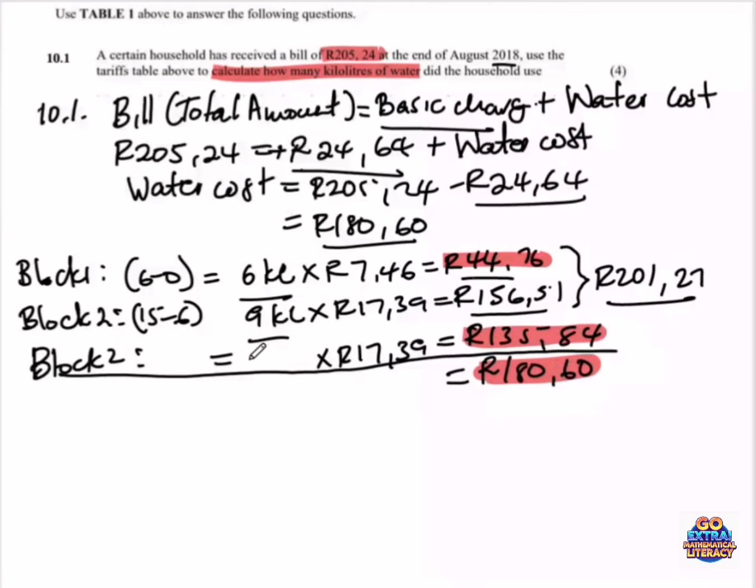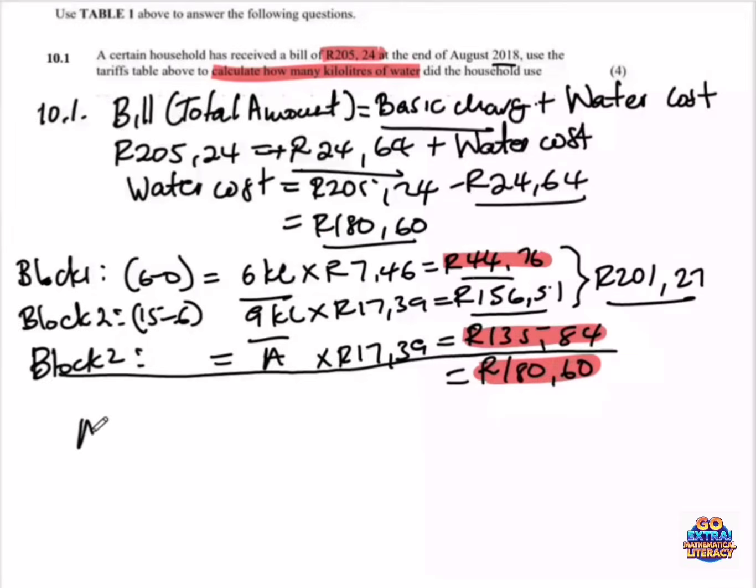To calculate the kiloliters that are here, let me use the letter A. Remember, these are kiloliters. We need to find out how many kiloliters are here, that when we multiply with the 17, and then add that 44 rand, give us this one. So how do we calculate the value of A?